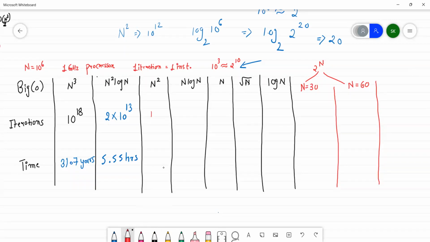Next is n square. You already know that it is 10 to the power 12. What will be the time for this? Calculate it right and then tell me. It will be approximately 10 to the power 3 seconds. Don't tell me the answer in hours if it is in fractions. Try to tell me in minutes also, it will be fine.